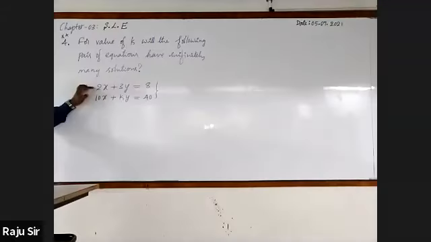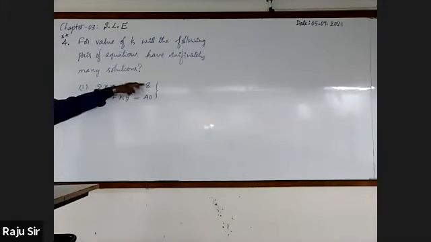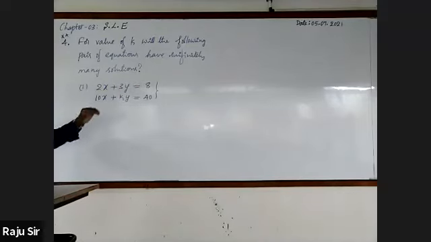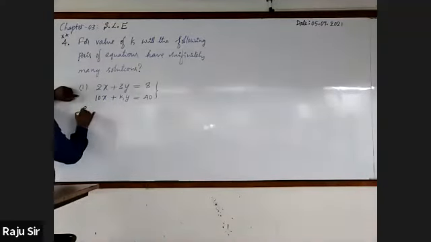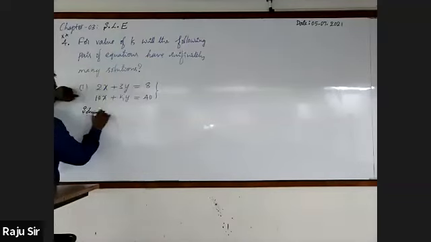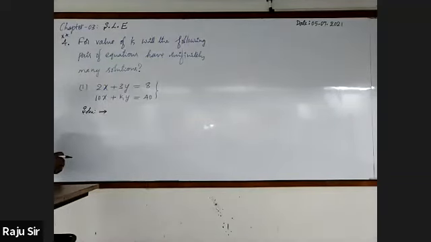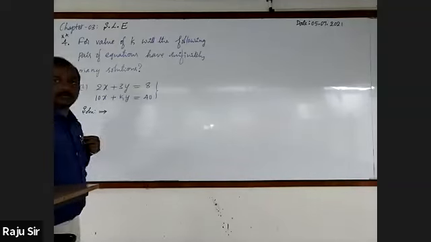2 fives are 10, 8 fives are 40, and the k value should be 3 fives. So k will be 15. But what are the actual steps to follow? I am going to teach you that. Solution. First, let me write the given equations in standard form.